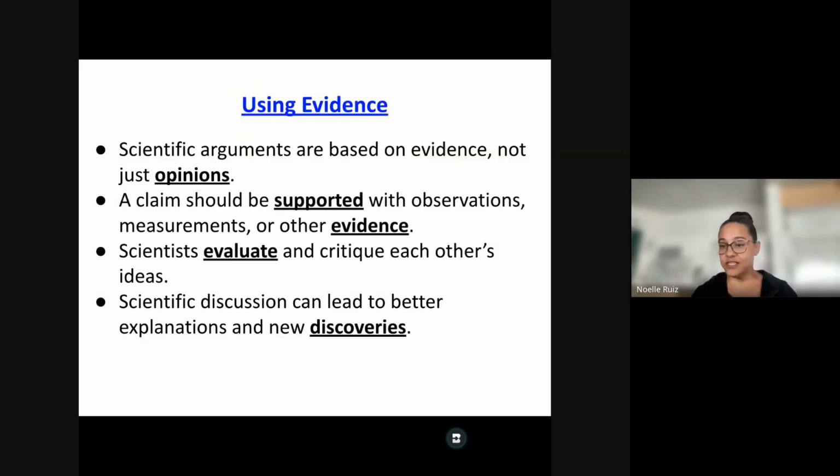Scientists evaluate and critique each other's ideas. Like I said, you read about another scientist's work and you're in that same field, I'm going to do that same experiment, see what kind of results I get. Scientific discussion can lead to better explanations and new discoveries. We're always checks and balances, checking each other's work. Okay, I'm going to do the same thing. Did you do it right? I got the same results. We do that more and more and more, those results become more and more reliable.